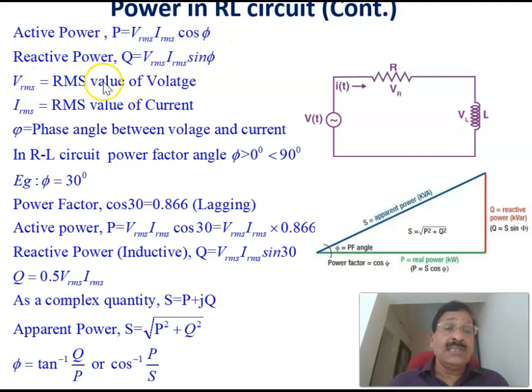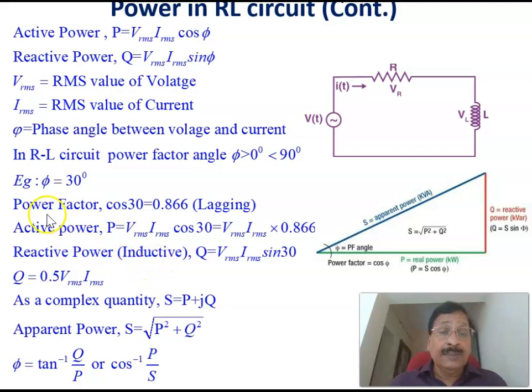Therefore, where Vrms is the RMS value of the voltage, which is equal to Vm by root 2, and Irms is the RMS value of the current, which is equal to Im divided by root 2. This is called the active power, or real power, or true power, and this is called the reactive power, P and Q.